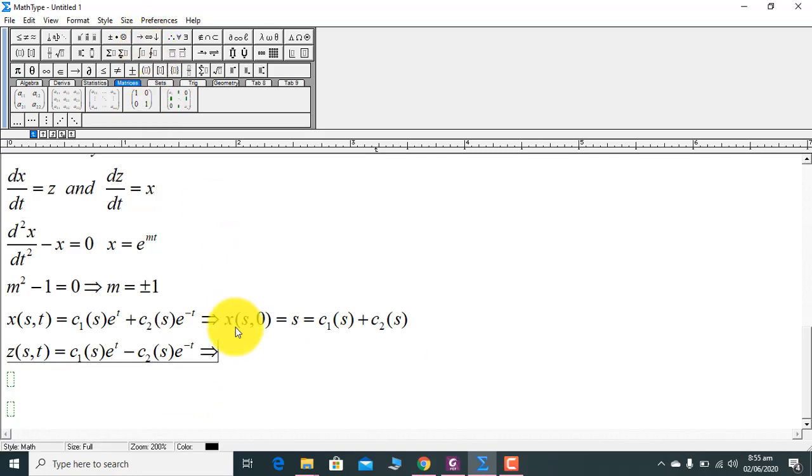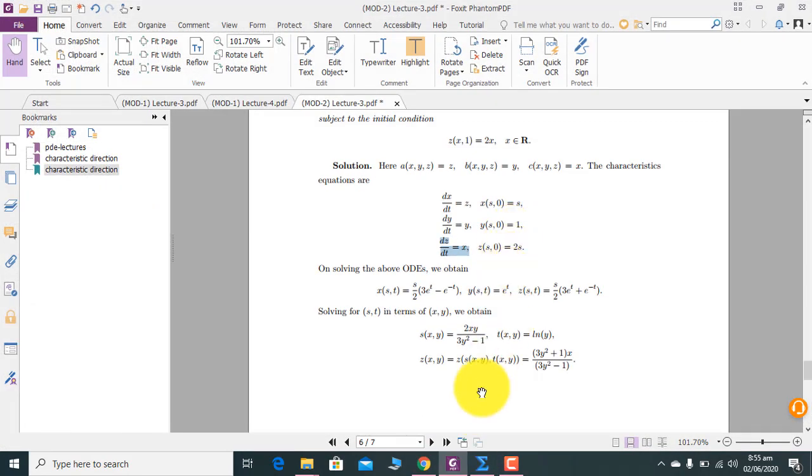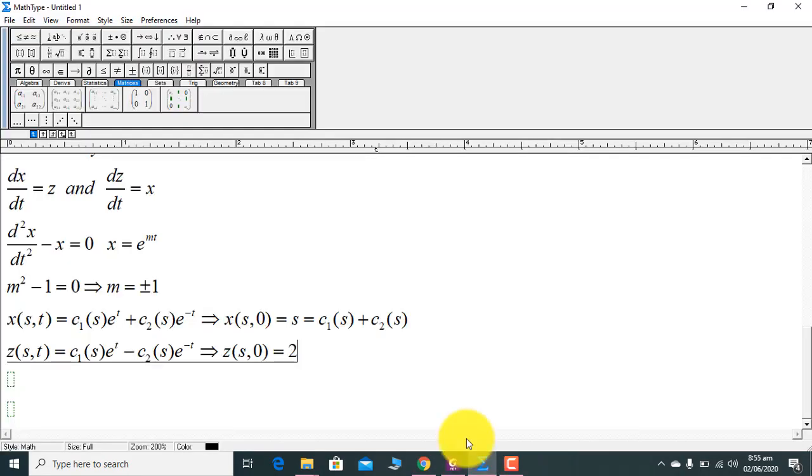you will have two conditions for z of s comma 0. The answer on the right hand side, we know that the condition is 2s. So 2s will be equal to, again if you put the value t equal to 0, this, but just with the minus. So these are again two simultaneous equations, now not linear, in terms of c1 and c2. Variables are c1 and c2. So if you calculate, you can easily get the answer.